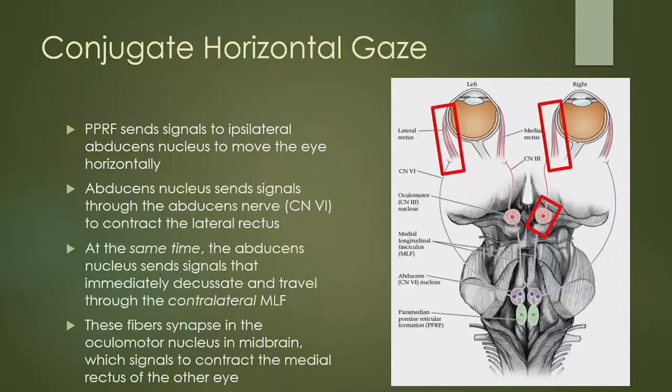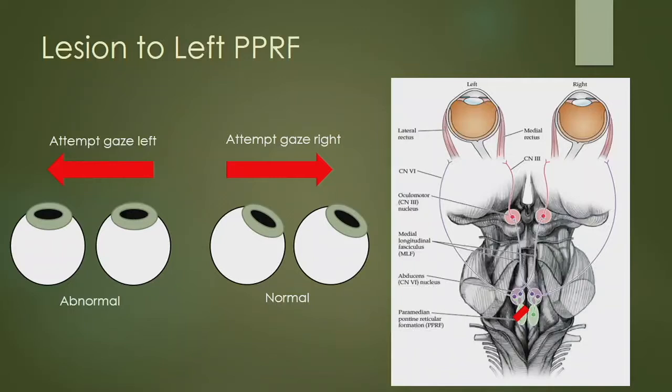Where it gets complicated is when you think about when you have lesions, what do you see on exam? So these are my nice little eyeball diagrams. They kind of look like olives.